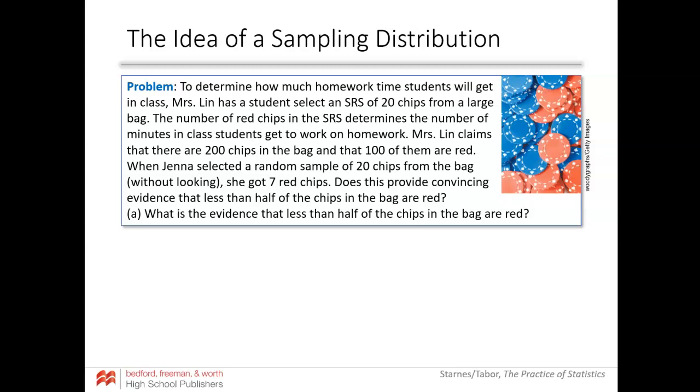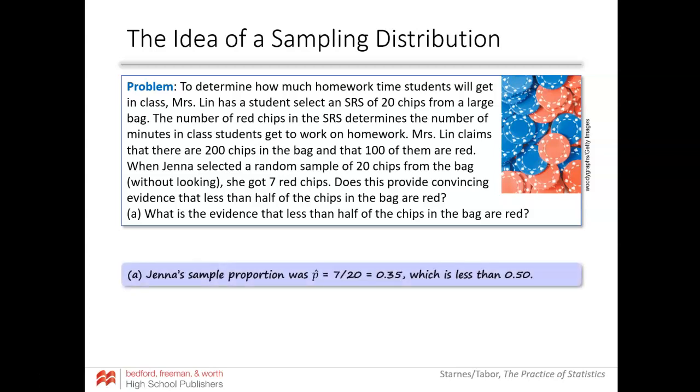Does this provide convincing evidence that less than half the chips in the bag are red? Because if Jenna selected 20 chips, we were anticipating 10 of them being red. But we know that's not how sampling works. But let's look at how we're going to answer this question. What is the evidence that less than half of the chips in the bag are red?